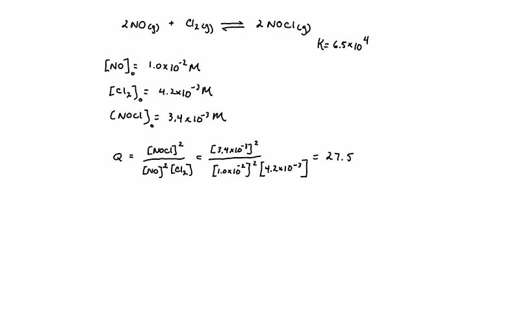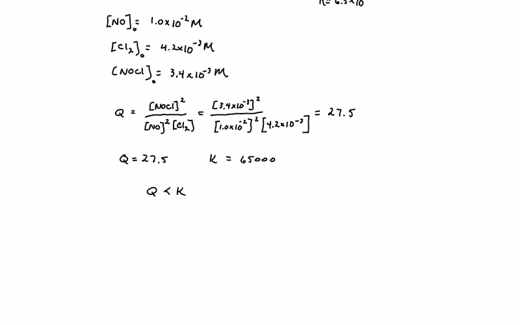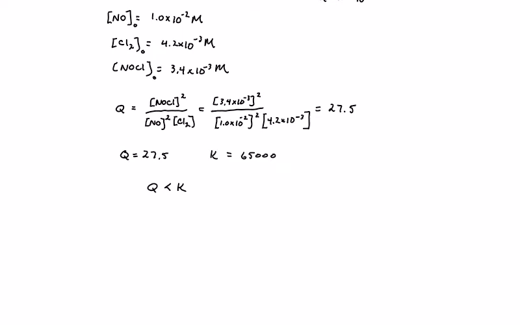And I get 27.5. Okay, so what does this mean? Well, Q is equal to 27.5. K is equal to 65,000. So clearly Q is going to be less than K. And we said that when Q is less than K, there's not enough product there. So the reaction is going to have to proceed towards the right side. So the reaction is going to go from left to right, or go towards the products.